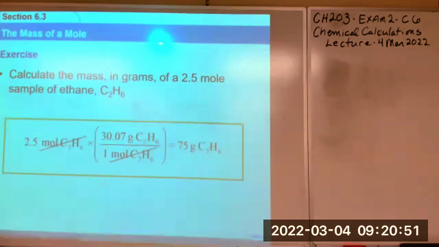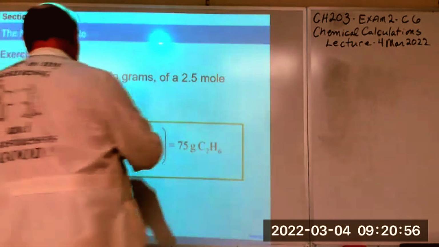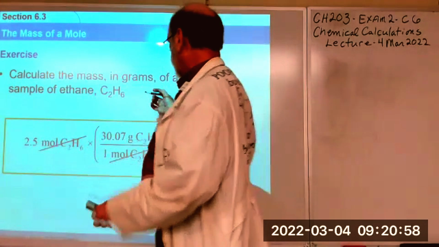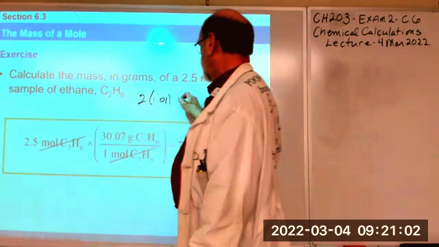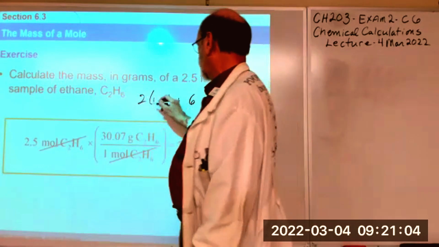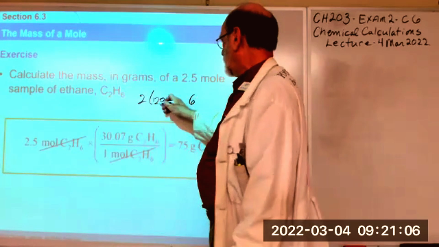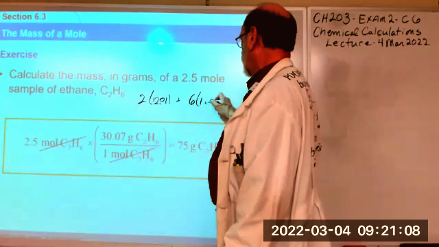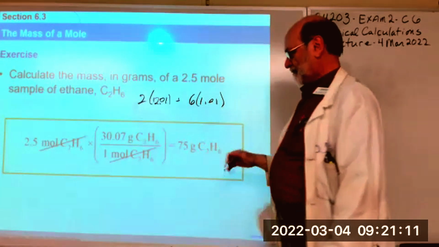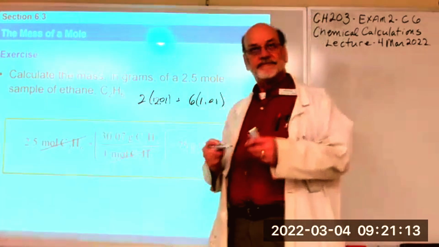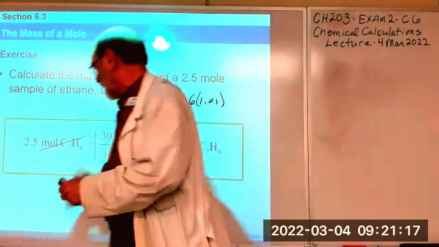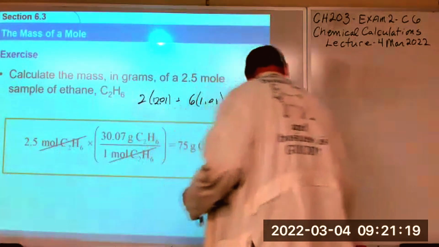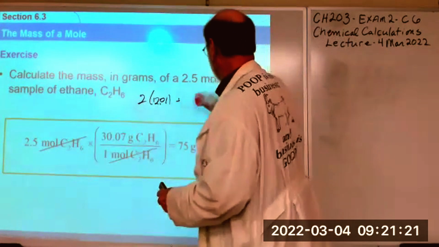Where does the 30.07 come from? It comes from 2 times 1.01, plus 12.01, and 6 times 1.01. That should equal 30.07. Now, this is the molar mass of that formula.